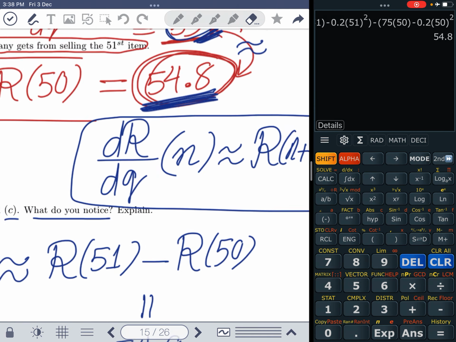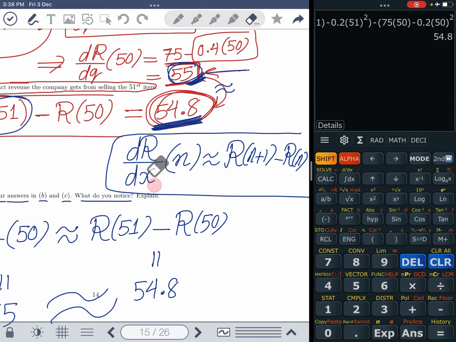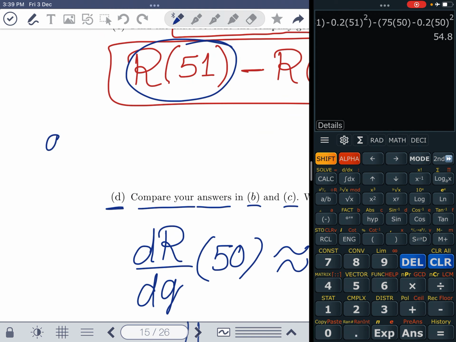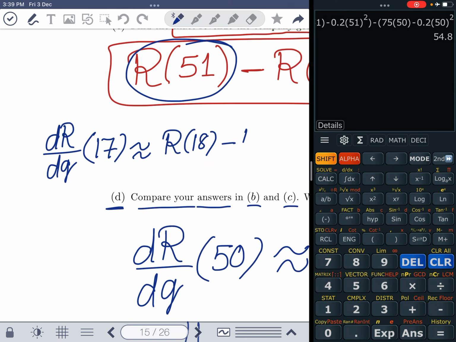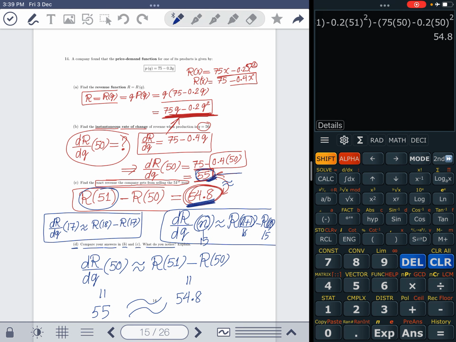And whether you use Q or X, the revenue as a function of X or as a function of Q, in this case, because we're using Q, I'm doing dR by dQ. At any point n, so if n is 15, then you'll put R of 16 minus R of 15. One more: dR by dQ at 17 is approximately R of 18 minus R of 17. It will always be like this. Is this the end of the question? Yeah. And so I'll stop here.